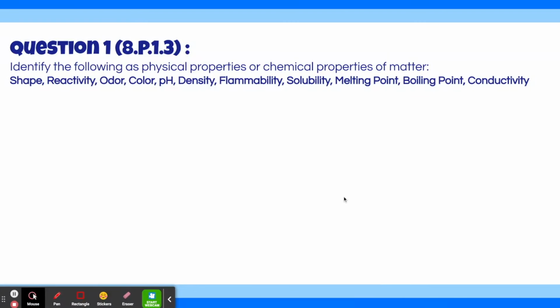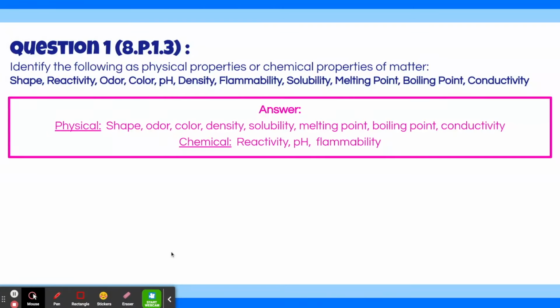So the answer to this question is the physical properties are shape, odor, color, density, solubility, melting point, boiling point, and conductivity. And the chemical properties were reactivity, pH, and flammability. So if you got that right, go ahead and skip to the timestamp of the next question. Otherwise, let's go through and figure out what determines a physical or chemical property of matter.